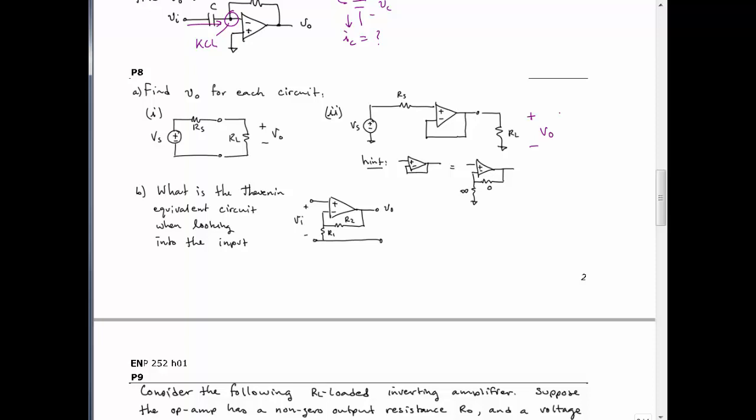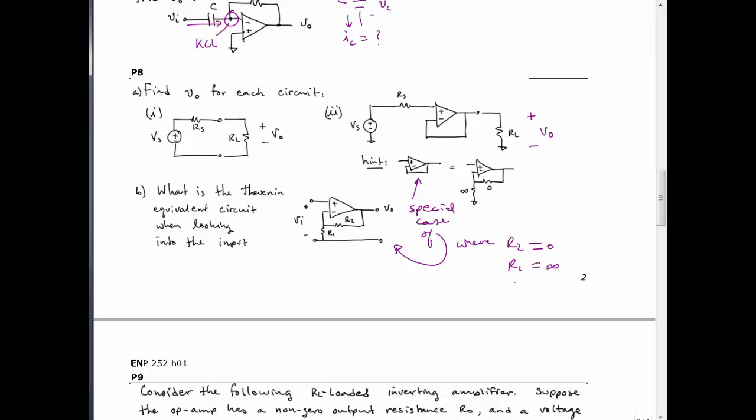For the second case, the op-amp configuration will probably initially confuse you because you see that there's no resistor in the feedback path, right? What we're used to is something like this: an R2 in the feedback and then an R1 going from the inverting input to ground. Well, this is just a special case of this, where we let R2 go to 0 and R1 go to infinity.